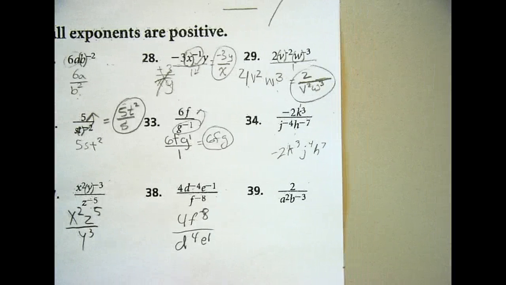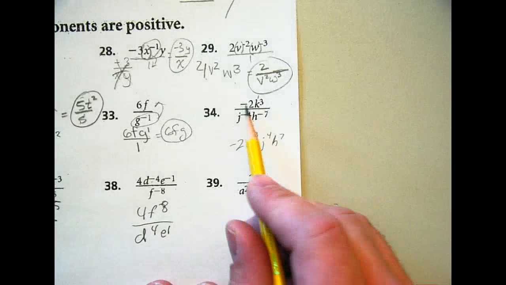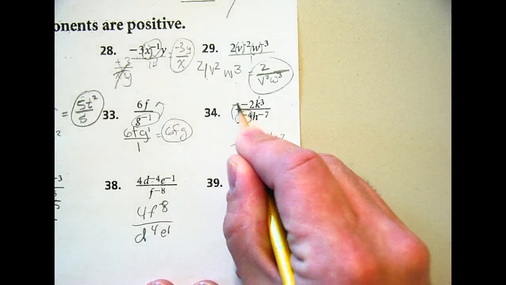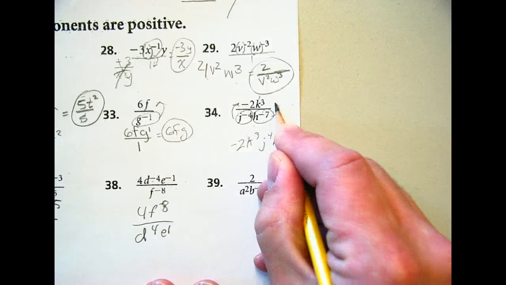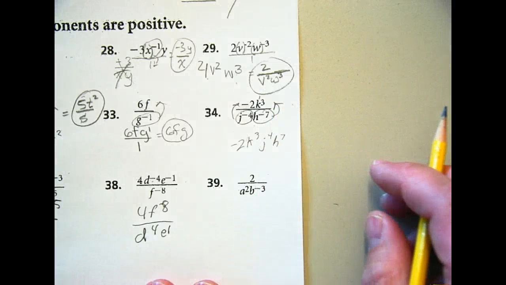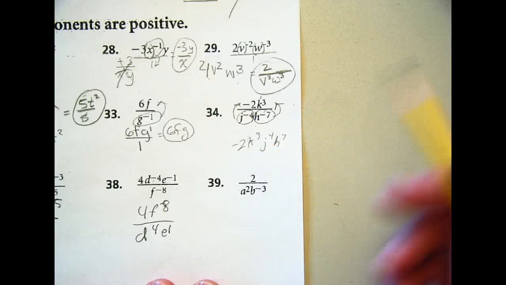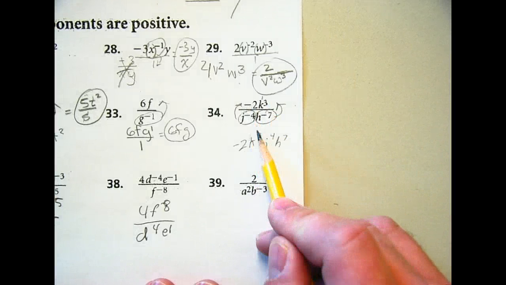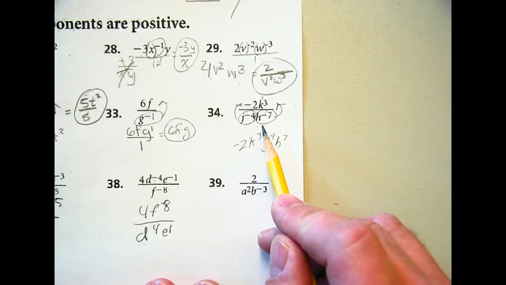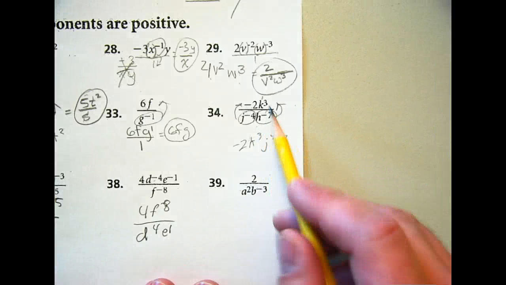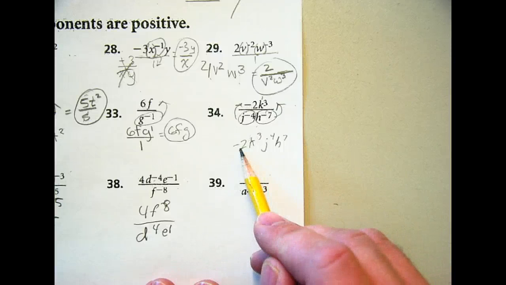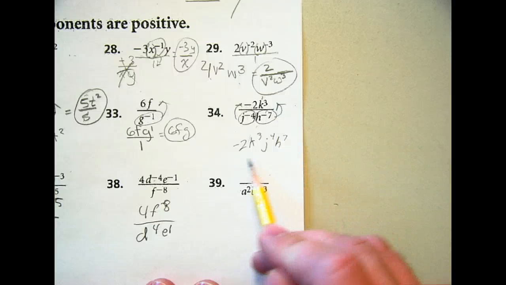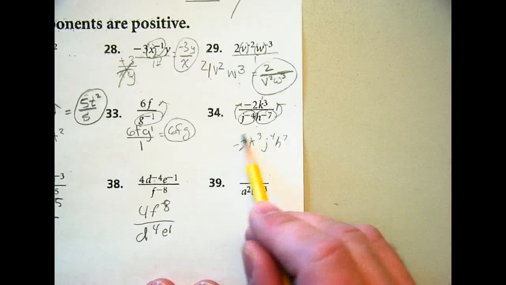Here, the parts that are moving. This part's moving up. This part's moving up. Is anything moving down? Negative 2 is just a negative number, not a negative exponent, so it stays. Does k to the third move down? No. How come? Because it's already positive. Good. So we get negative 2, k to the third. We move the j to the fourth to the top, h to the seventh to the top. All of that's over 1, so we'll just leave it like that.